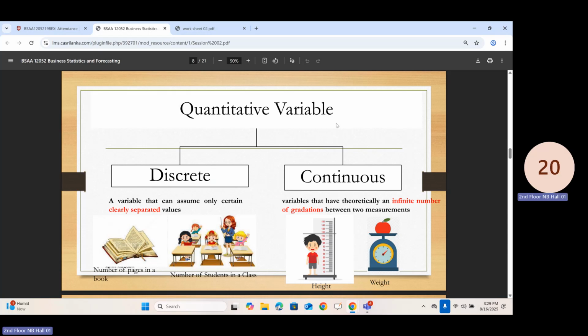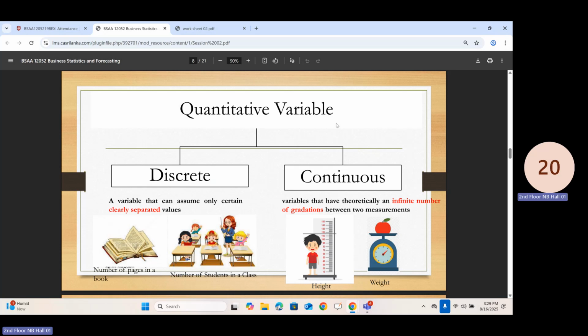Is it clear? Discrete means it consists of clearly separated values: the number of students in a class, the number of pages in a book, how many members in a family. These examples we can clearly measure, and we can get clearly separated values every time. Now the continuous variable: here we cannot get clearly separated values all the time.